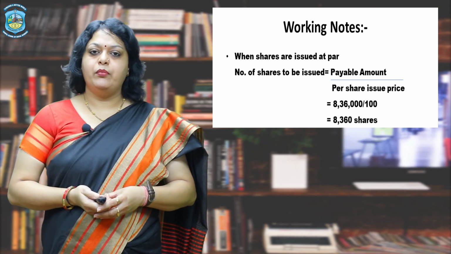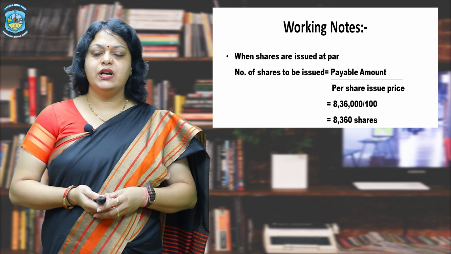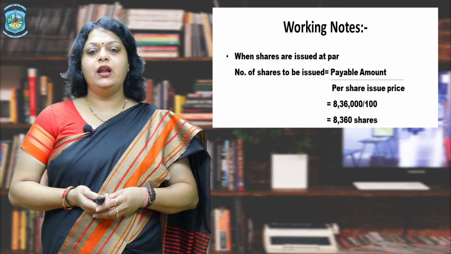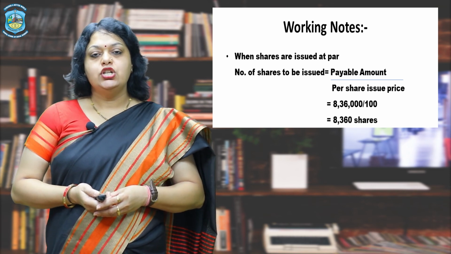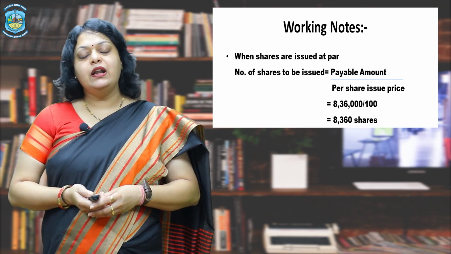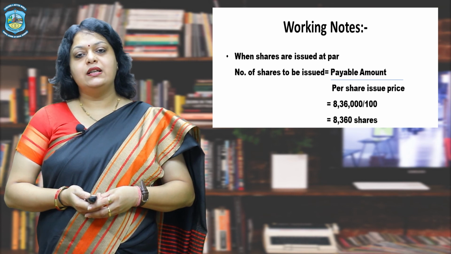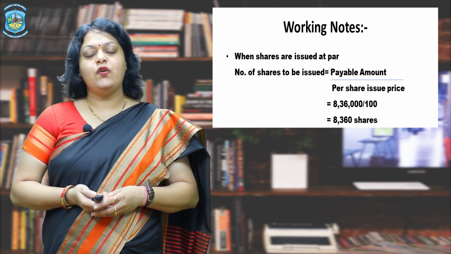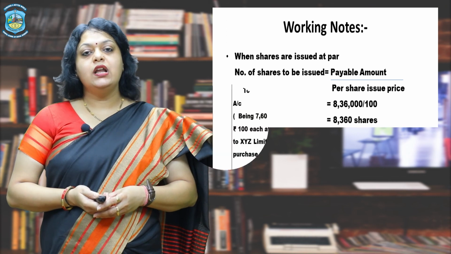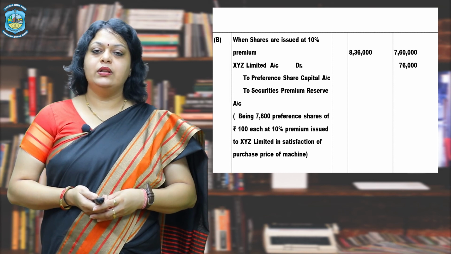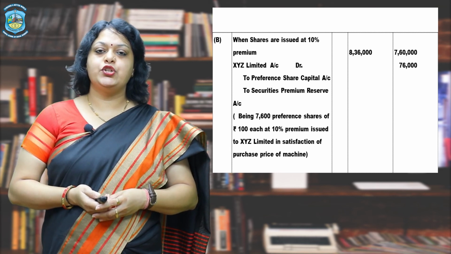Here we have to find the number of shares. So, how are we going to find the number of shares? Number of shares is equal to total value of the share divided by par value of the share. So, total value is 8,36,000 in this case at par, and 100 rupees is the par value. So, 8,36,000 divided by 100, you will get 8,360. This is the total number of shares at the rate of 100. So, we will pass the entry here XYZ Limited debit to preference share capital account, that is 8,360 into 100.